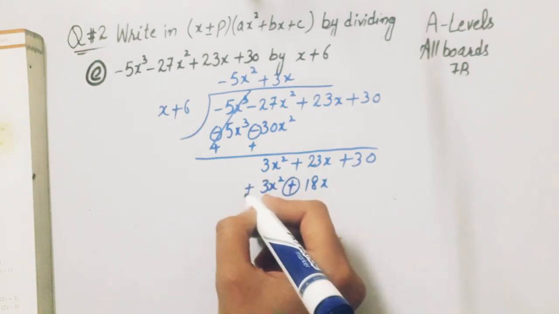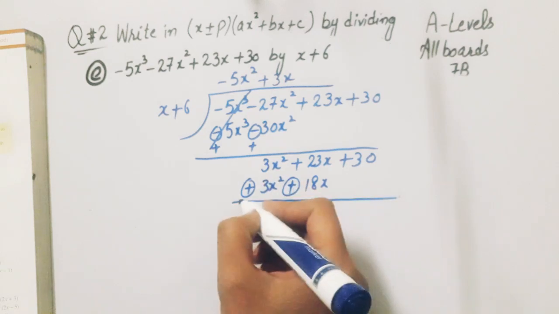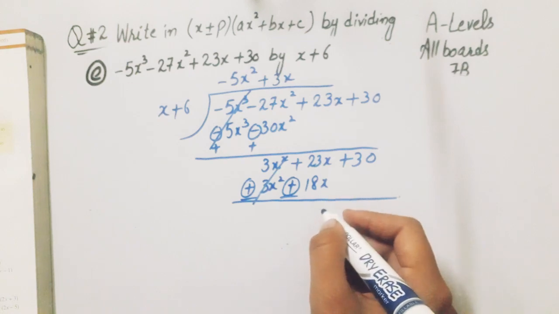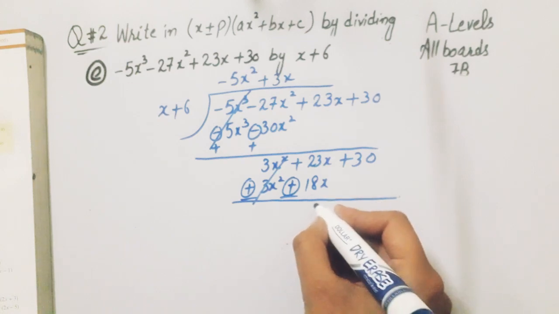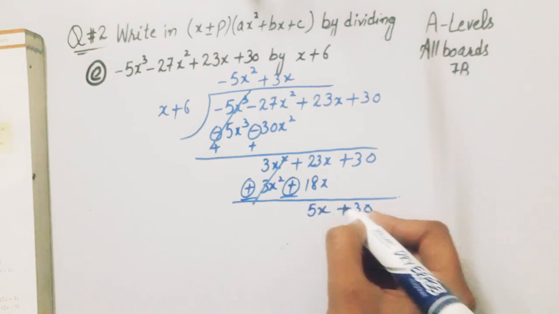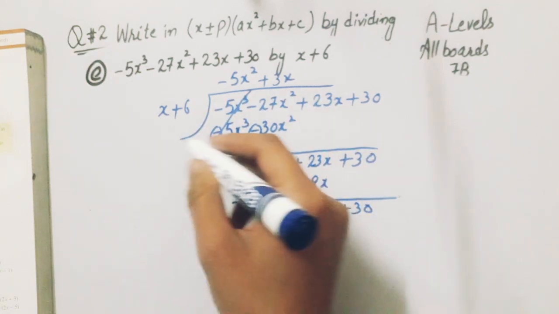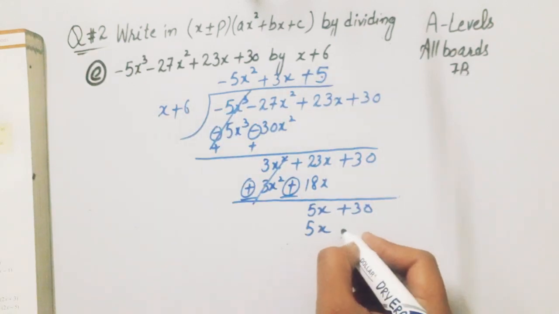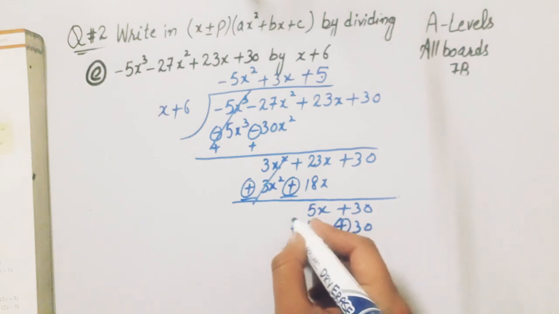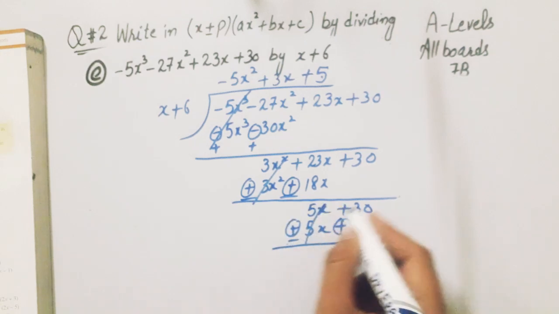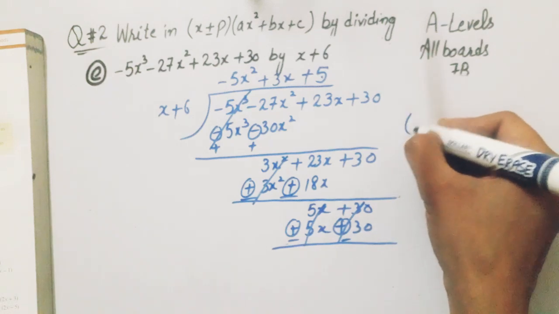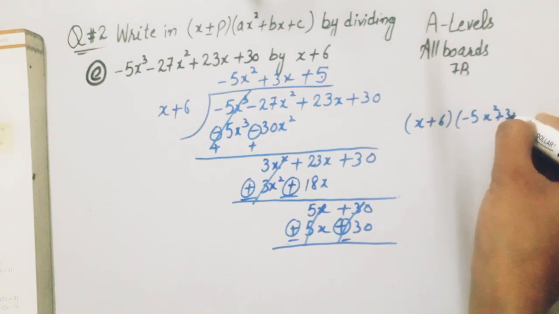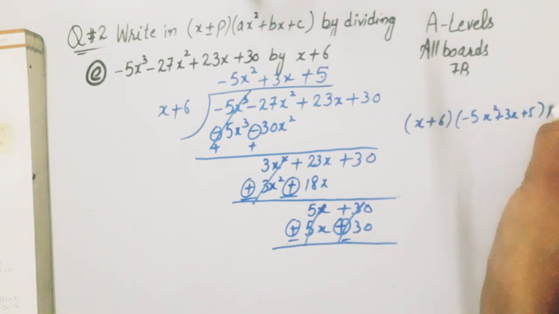Now change the old sign and we will get the new sign. 3x square minus 3x square are cancelled out. 23x minus 18x will give us 5x plus 30. Now we will multiply x by 5 to make it 5x. So 5 multiply x is 5x and 5 multiply 6 is 30. Now change the old sign and we will get 0 as remainder. So the factors are x plus 6 and minus 5x square plus 3x plus 5. So this is the final answer.